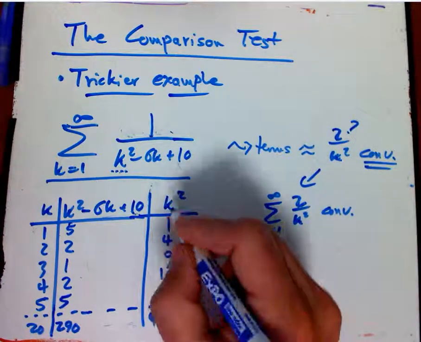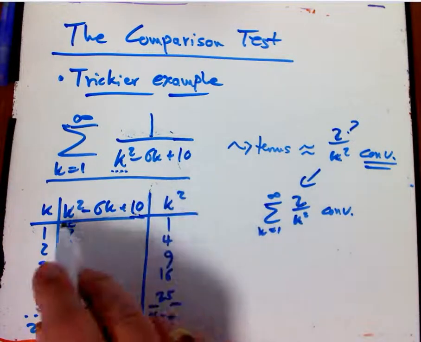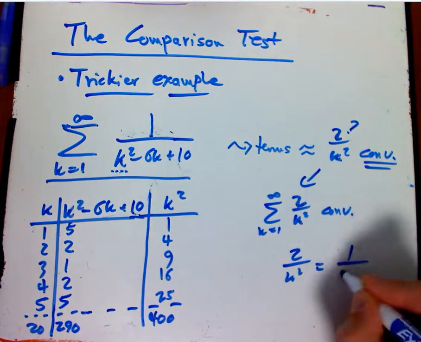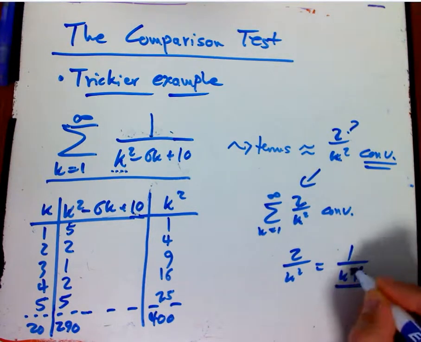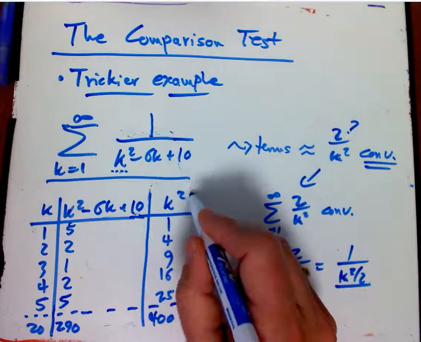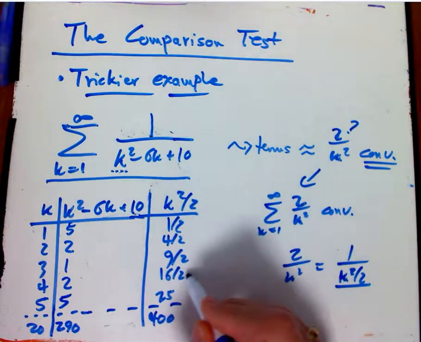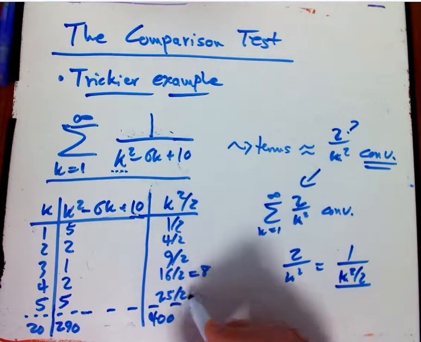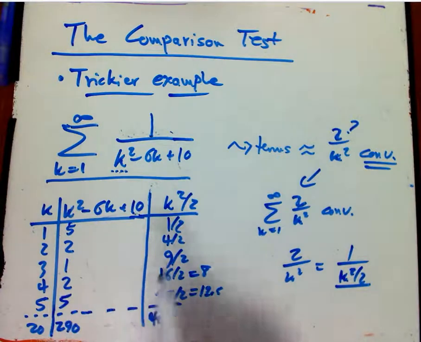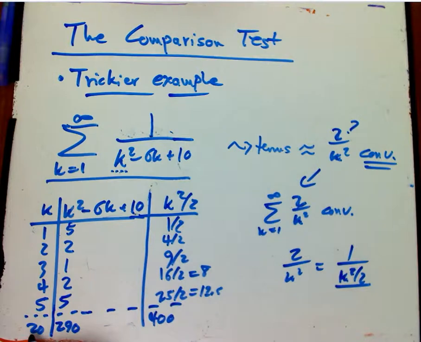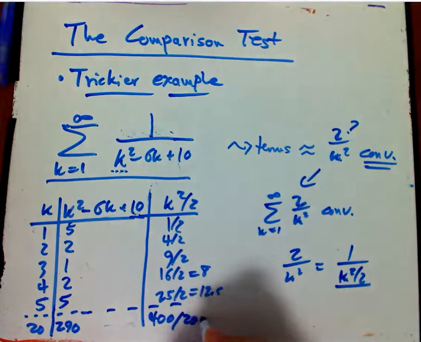Well, let's see. In other words, I'm comparing the denominators. I find it easier to think about the denominators. That's 1 over the quantity k squared over 2. So let's look at these guys. That's 1 half, 4 halves is 2, 9 halves about 4 and a half, 16 halves is 8, 25 halves about 12.5. The first few terms still don't work, but that is okay as long as eventually it works. Now at 20, 290, this is finally comparing favorably.